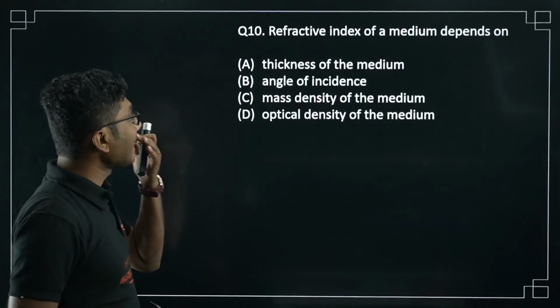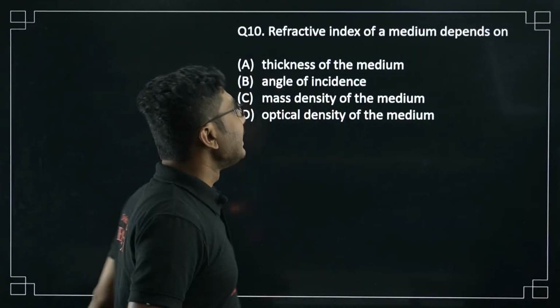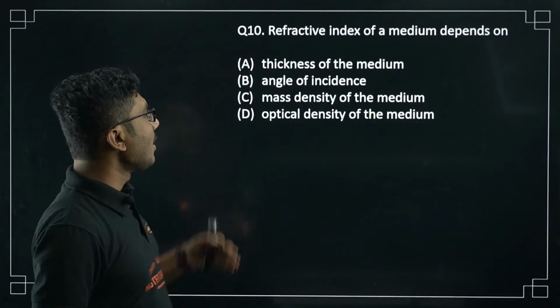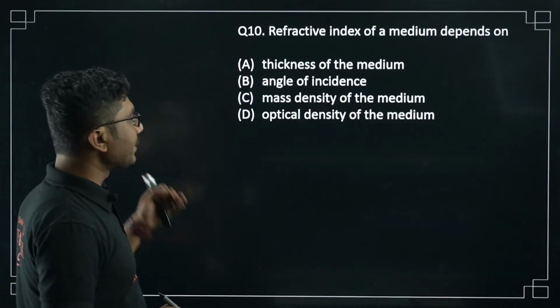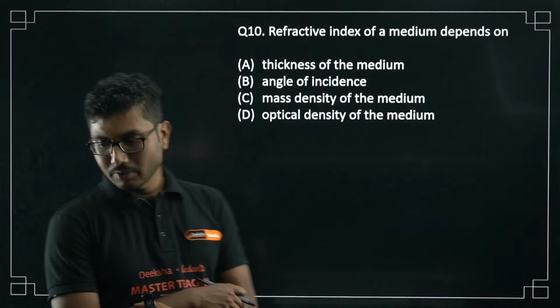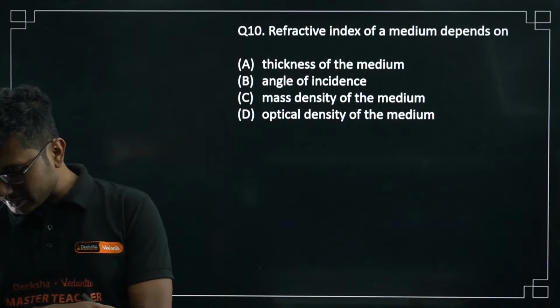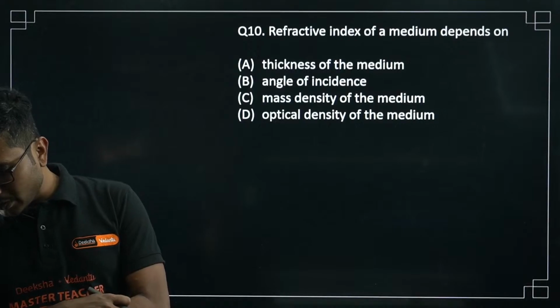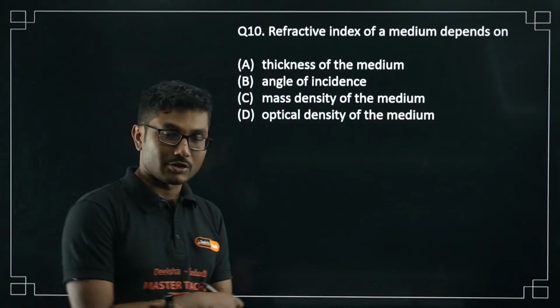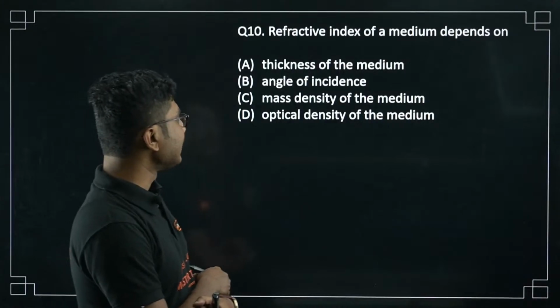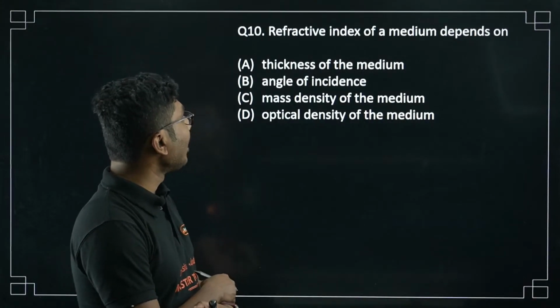Refractive index of a medium depends on thickness of the medium, angle of incidence, mass density of the medium, optical density of the medium. Yes, 9C was the correct answer. Uday and Shagupta, your answers were incorrect in the last option. It will be 9C, not 9D. Right, now let's see which one is the answer for 10.